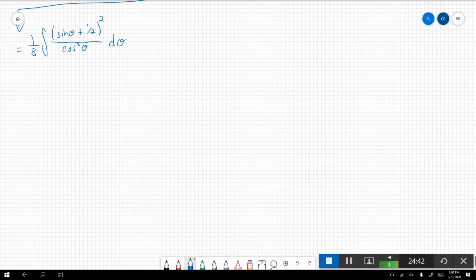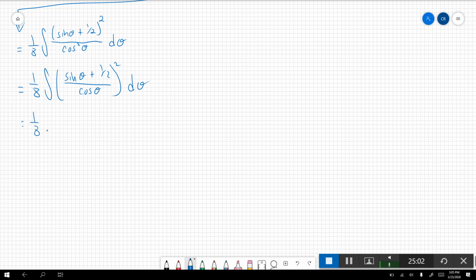Now using this, I'm going to rewrite this really quickly. I'm going to use some algebra work here. So would you agree that this is just sine theta plus 1/2 divided by cosine theta, where all of this is raised to the power of 2? All right, let that process for a little bit, and it should be correct.